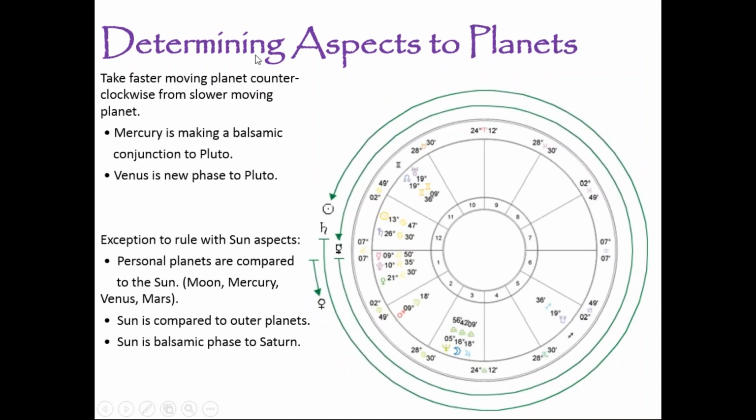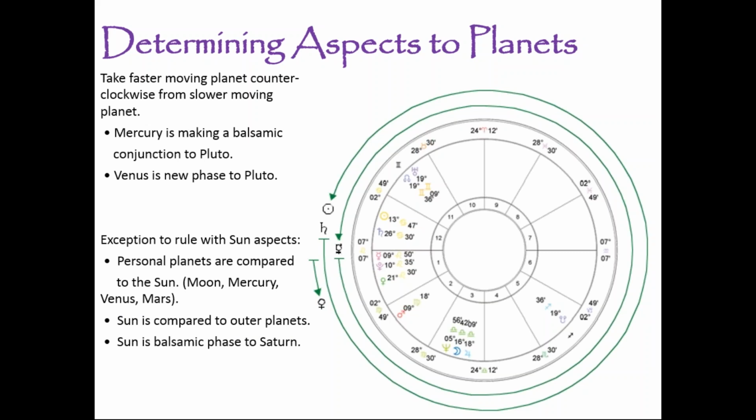Now, I finally got this slide updated to how I myself have evolved in teaching astrology. In Jeffrey Green's original teachings, he would always compare the faster moving planet to the slower moving planet, with the exception of the sun, and all planets would be compared to the sun. I have moved on to looking at how we live in such a geocentric or earth-centered perspective, and we're oriented that way. I compare the personal planets, Moon, Mercury, Venus, Mars, to the sun. But I compare the sun to the outer planets.